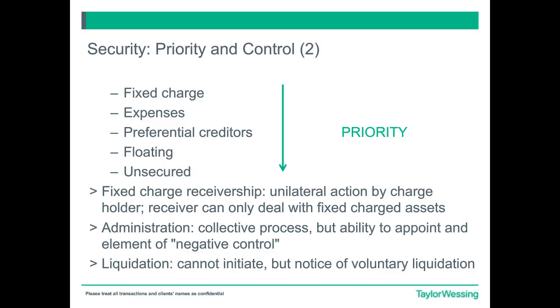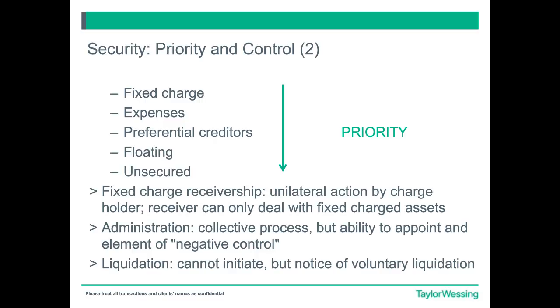If you have a qualifying floating charge as a secured creditor, then you do, as is described on the chart on this slide, have negative control, in that if the company wants to put itself into administration, they will have to give notice to you, and whilst you can't stop the actual administration, that will give you the ability to appoint your own administrators.